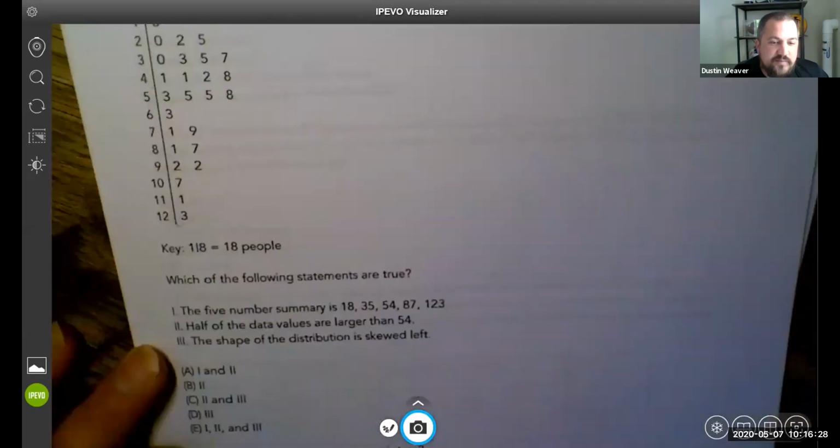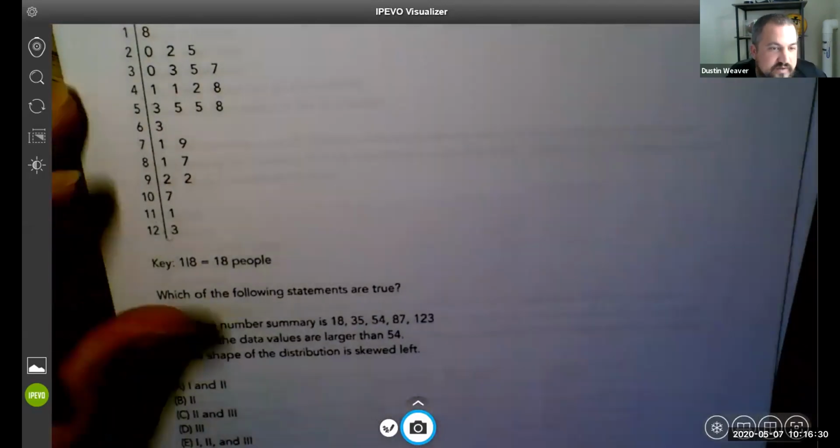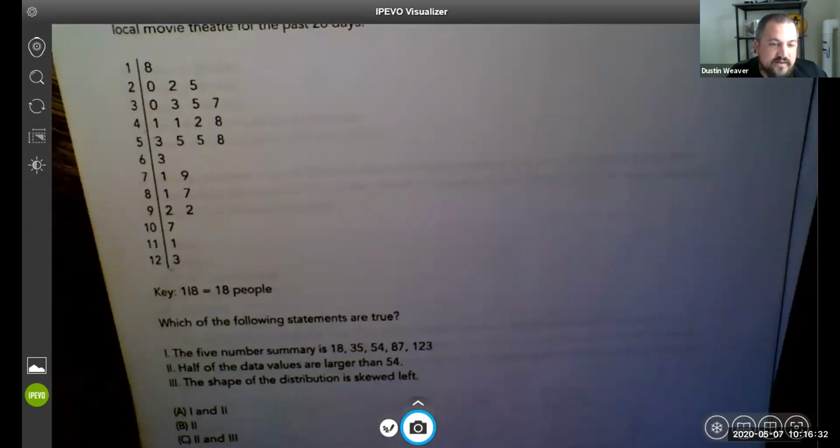So which of the following statements are true? There are 3 statements here. First of all, the first statement says the 5-number summary is 18, 35, 54, 87, and 123. And the only way really that we're going to be able to prove that that statement is true is to go into our calculators and actually go into stat edit and enter this data. And that would probably be the easiest way.